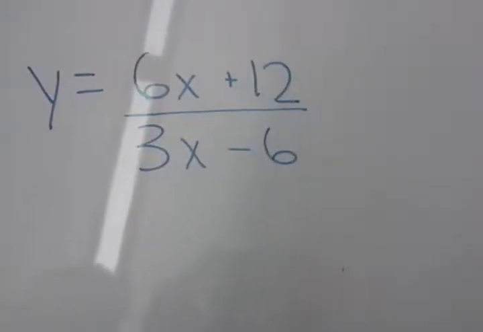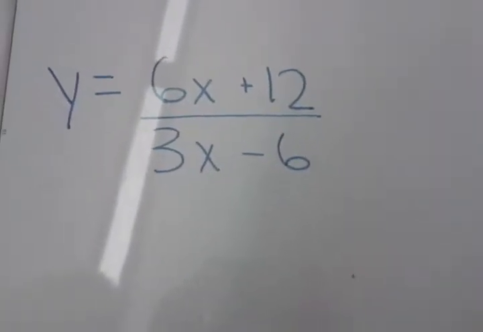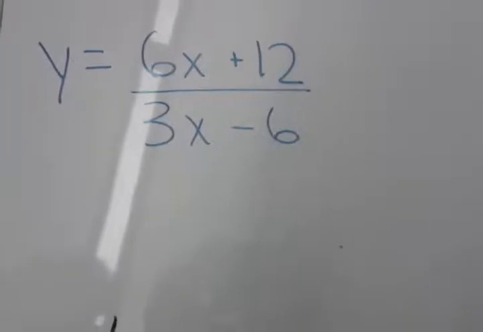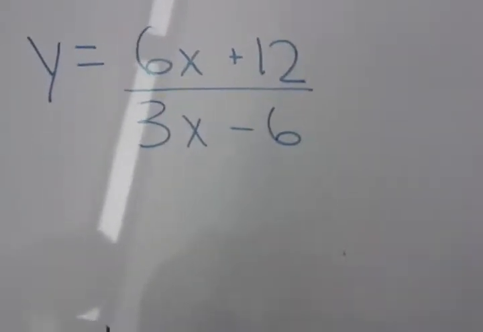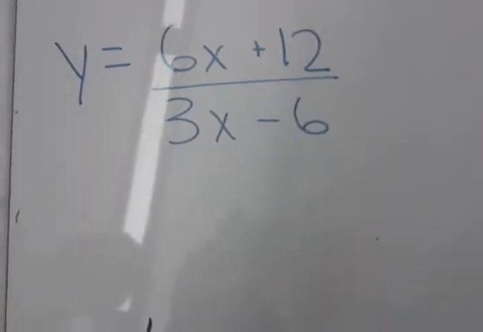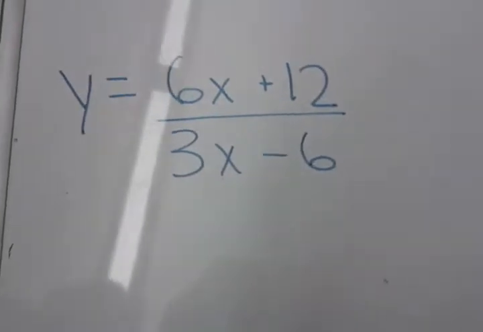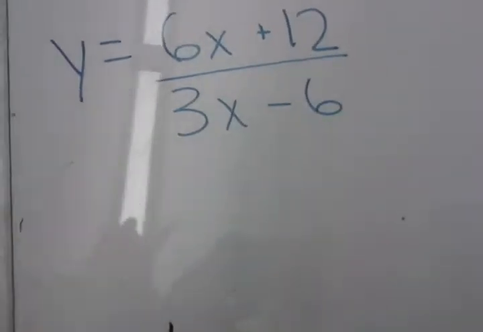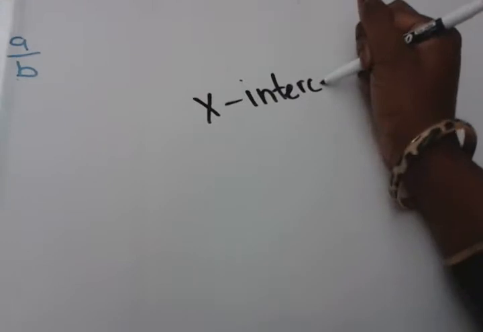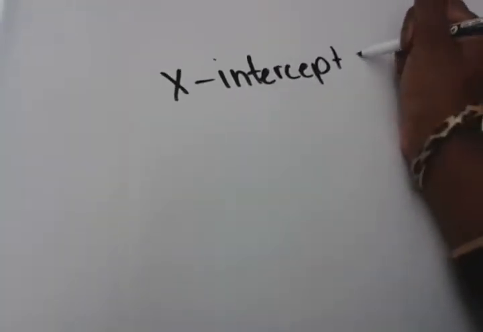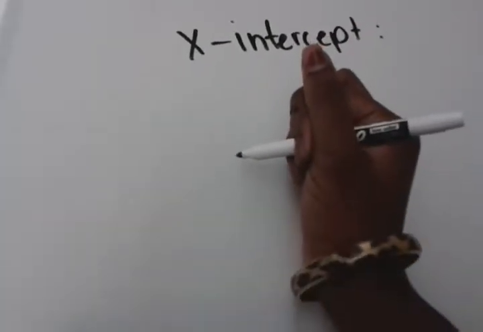Today we are going to be teaching you how to graph rational functions. We will start by finding the x-intercept, which you find by solving for the denominator. To solve for the denominator, you would set it equal to 0.